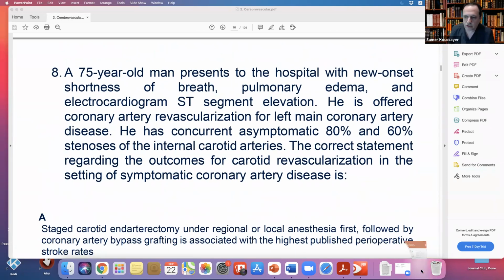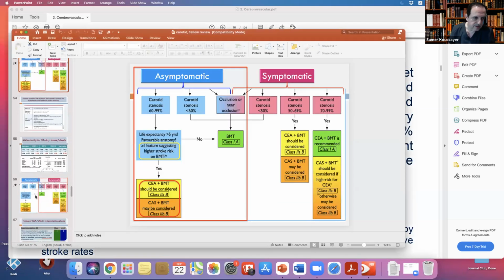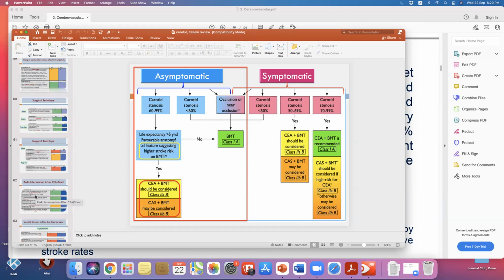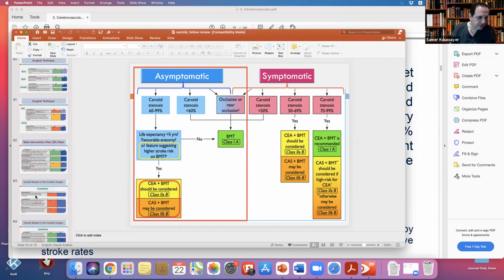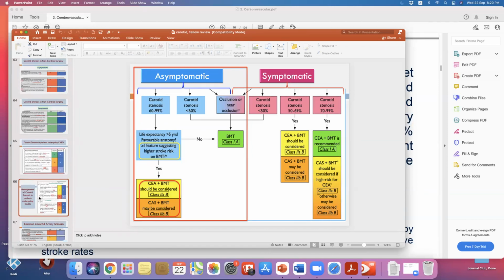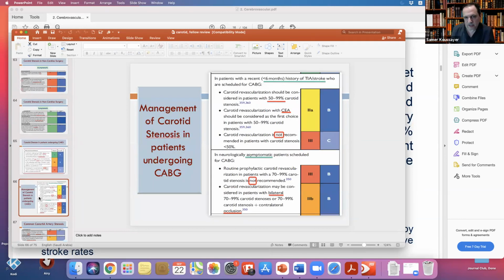Yes, this is a guide. Let me show you the guideline. I agree 100%. The guideline says if 80%, I will leave him alone, as you said. Let me see. Left main. The problem is it is a left main. Here, let me show you. You see my screen now?